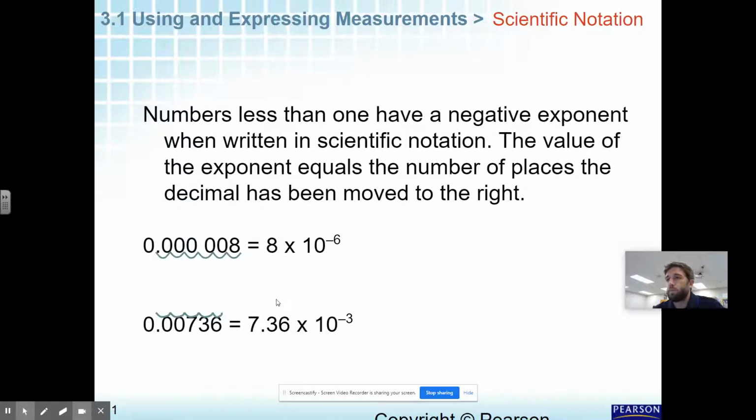So this is a little messed up, but it's kind of close. Numbers less than 1 have a negative exponent when written in scientific notation. The value of the exponent equals the number of places the decimal has been moved to the right. So it's just the opposite of the one you just saw. Okay.